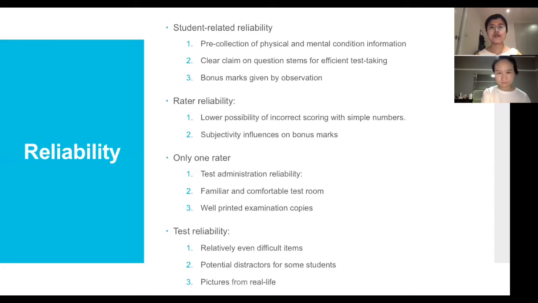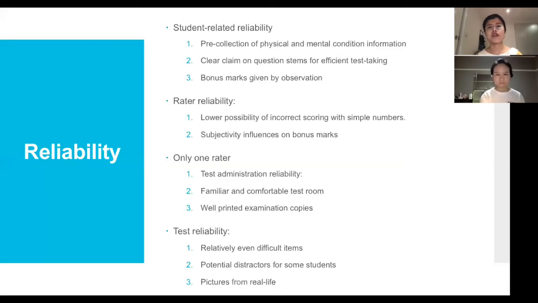Bonus marks given to observation. The assessment includes consideration of students' physical and psychological condition. There is a clear and consistent standard for the reader to give the mark. Bonus marks are a means to evaluate students' testing skills, which would add to their scores.